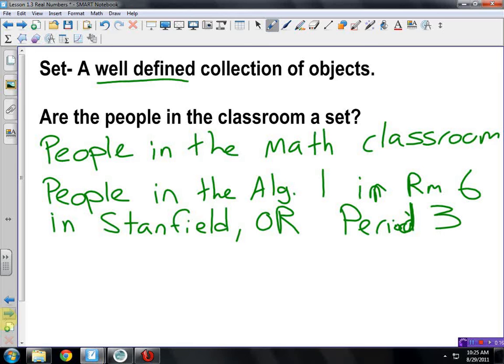What about Stanfield High School? Well, it takes care of that with the room 6, right? So room 6 has to be in the high school. What about next year? Could I teach in Algebra 1? 2011. There we go. In the 11, 12 school year. Now, was that a pain? Was that a pain doing that?